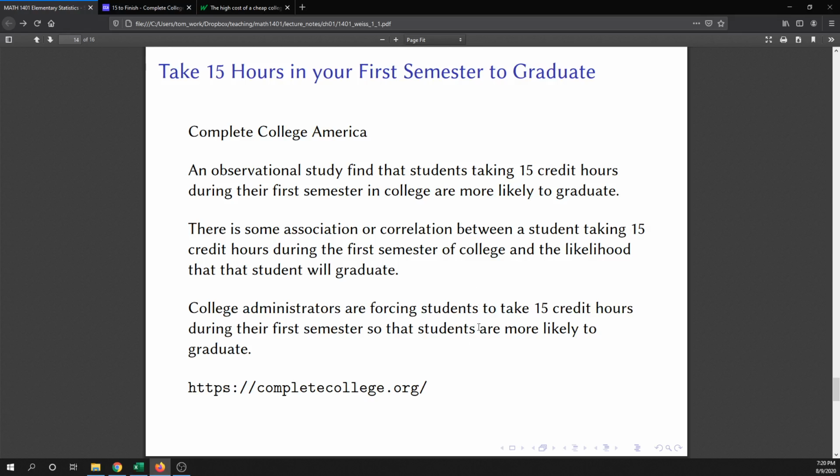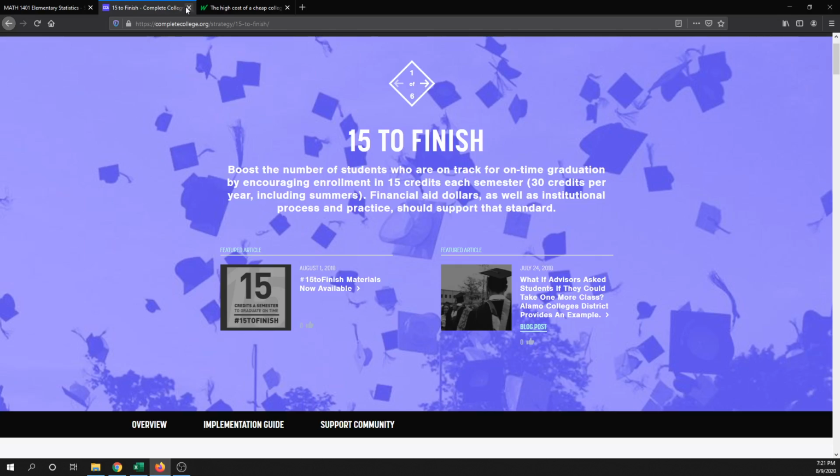So blindly forcing students to take 15 credit hours during the first semester, in the hopes that it's going to somehow increase their likelihood to graduate, is invalid, flawed reasoning. It's not understanding the difference between correlation and causation. All right, and the last one really made me mad.